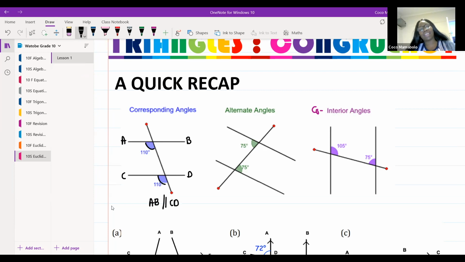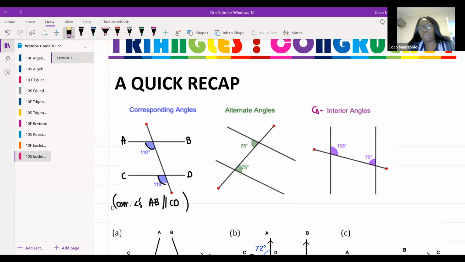So whenever I give a reason, guys, you always give a reason in those brackets. I need to write corresponding, I can just go C-O-R-R angles. I must add this part, the part that says AB is parallel to CD. Same with all the other ones.